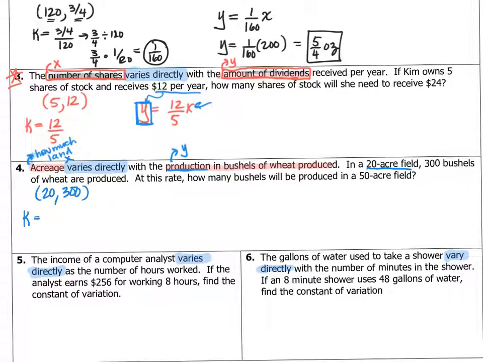I would find my K by putting Y over X. So that's 15. And my relationship is Y equals 15X. That means for each acre, I can make 15 bushels of wheat. For every acre, I can make 15 bushels. At this rate, how many bushels will be produced in a 50-acre field? Well, we can change the X, that's the acreage, into 50, and 50 acres times 15 will produce 750 bushels.